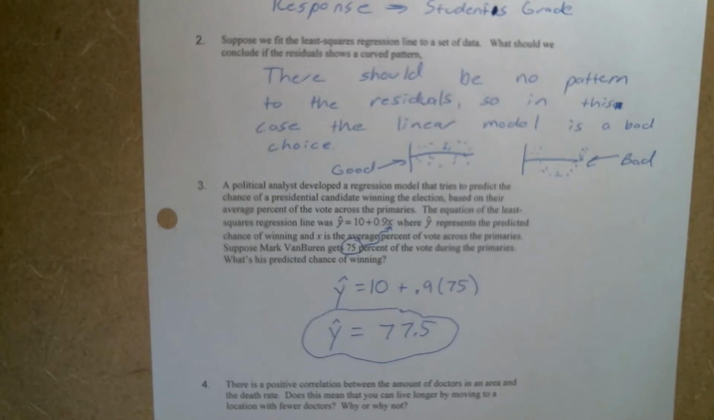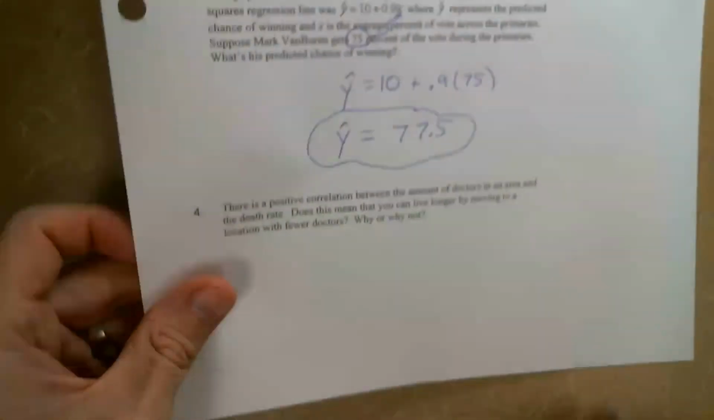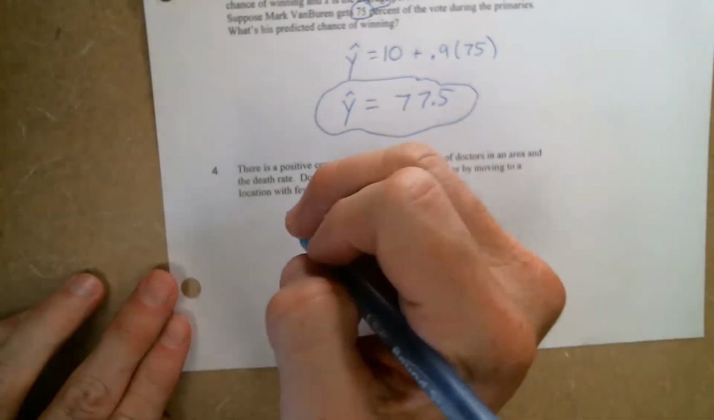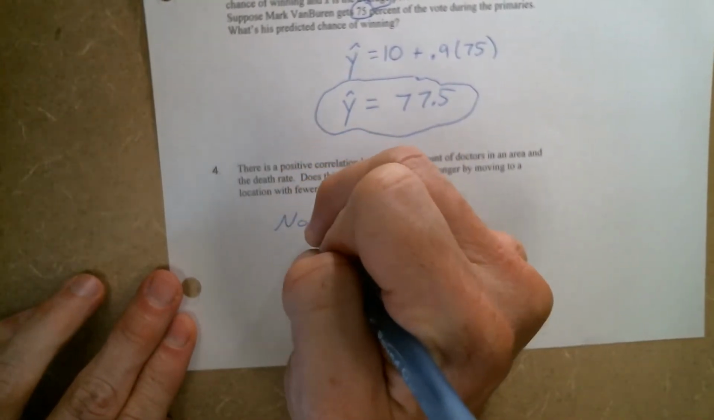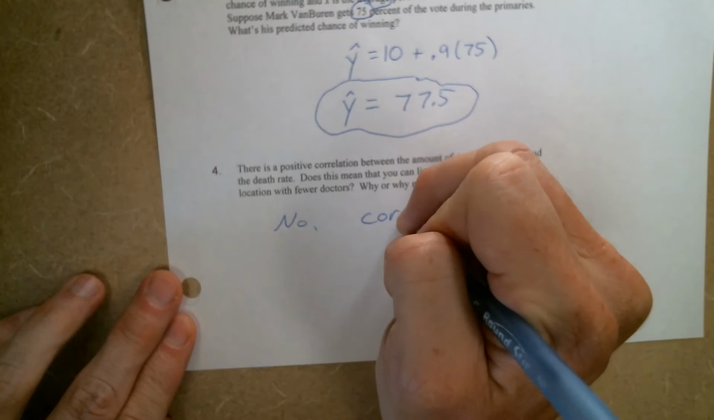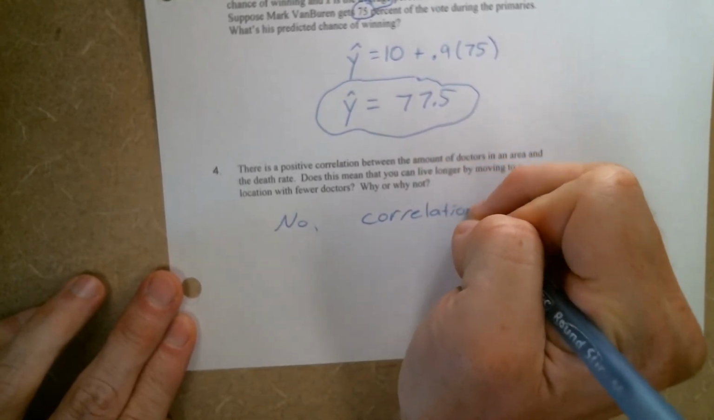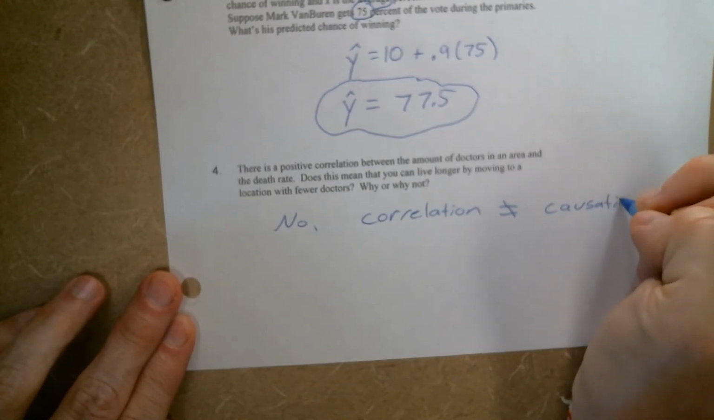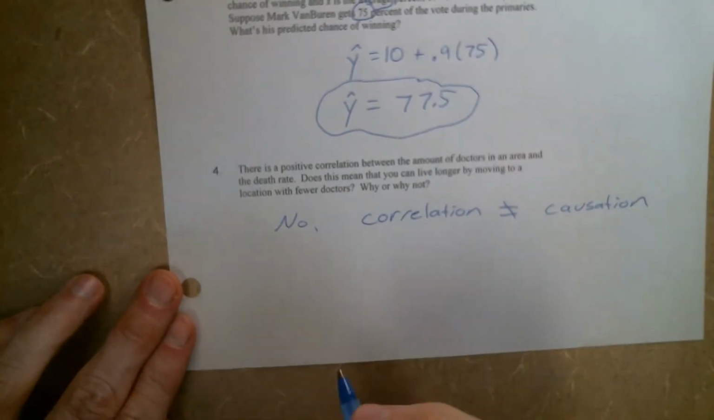All right, there is a positive correlation between the amount of doctors in an area and the death rate. Does this mean that you can live longer by moving to a location with fewer doctors? Why or why not? All right, so this is just one of the big lessons of any statistics course. And it would be no, correlation does not equal causation.